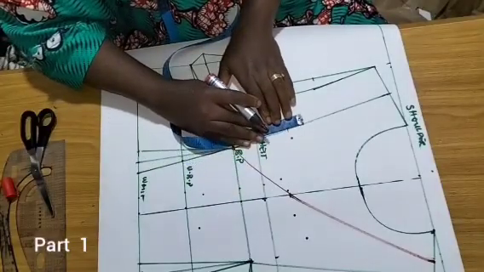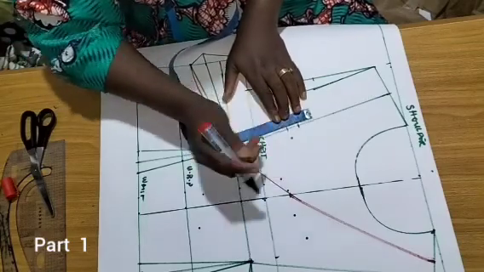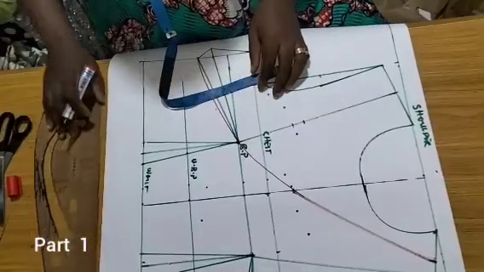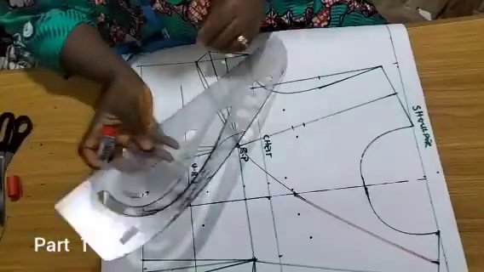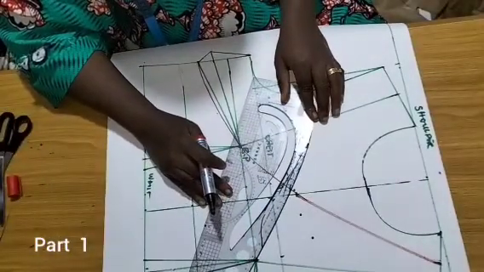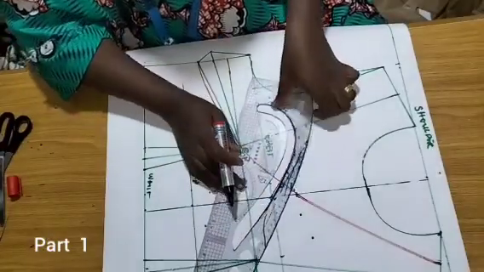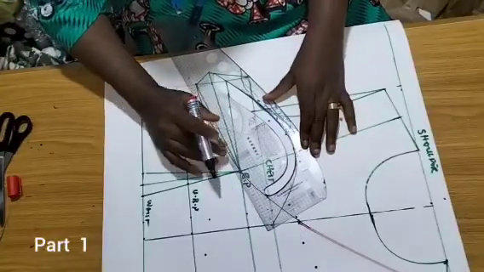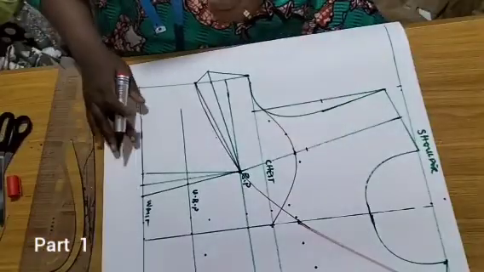And I don't want to expose my bust, so I'll add 0.75 to it. Okay, so that becomes the point of the neckline. So I'll just come in with my pattern ruler from that point. I'll go to the chest line and I'll connect. I'll flip my ruler this way from that point and I'll connect, as you can see.